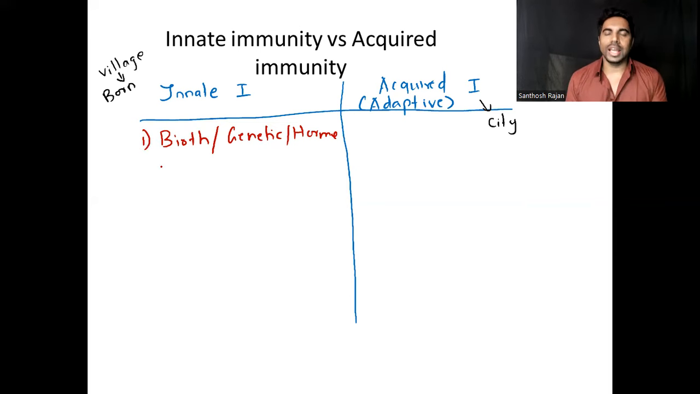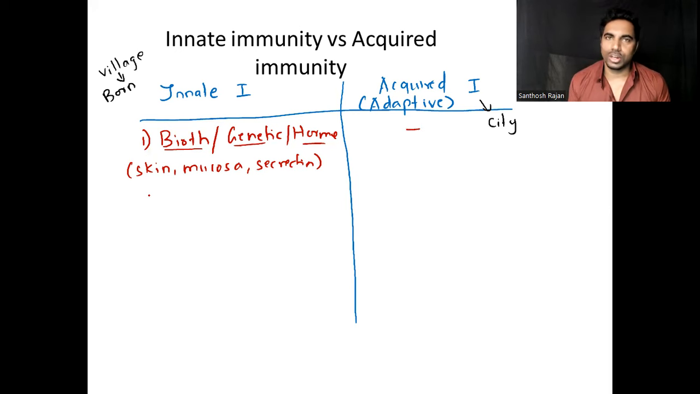Innate immunity means you can talk about all your physical barriers: your skin, your mucosa, everything has an important role. These are the first immune response that comes to help you. Skin, mucosa, all the secretions, like your lacrimal secretion. This was the question asked. Birth, genetics, hormones, everything has an important role in innate immunity. Here you don't have that role, forget about it.